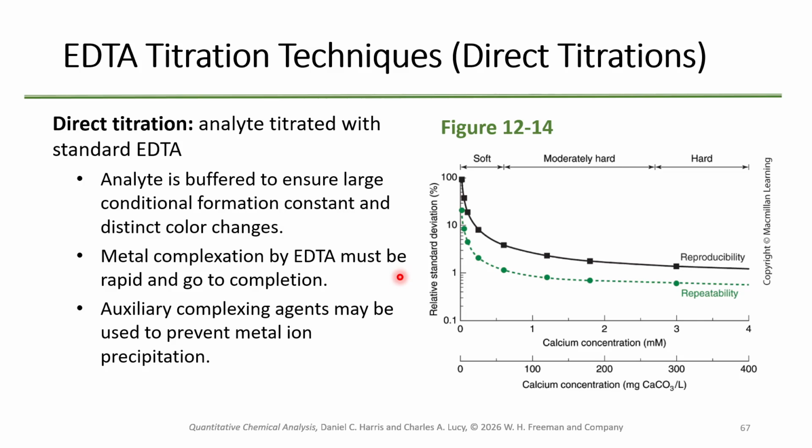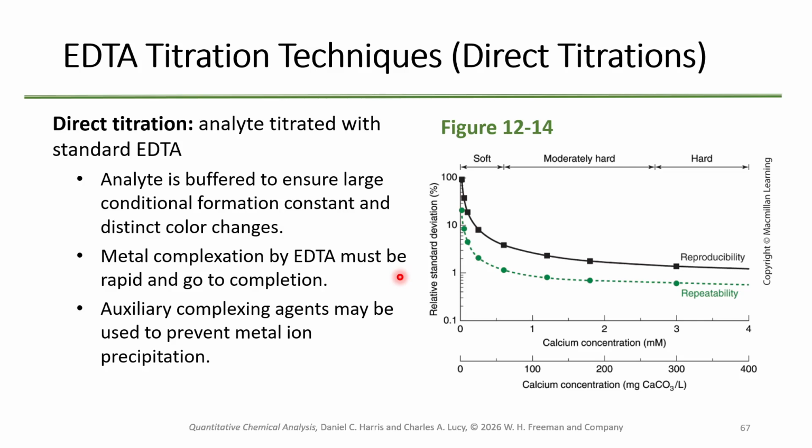So rapid complexation also needs to go to essentially completion. Now remember, they'll never actually go to completion, but they'll go to 10 million times a million times a million completion, right? They'll go to 10 to the negative 14 sort of completions.